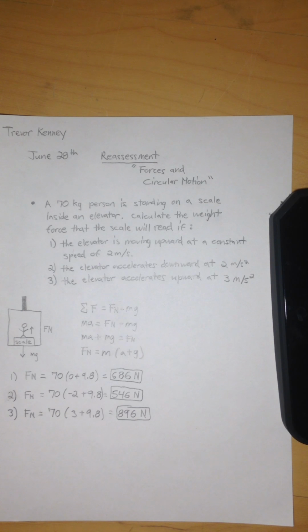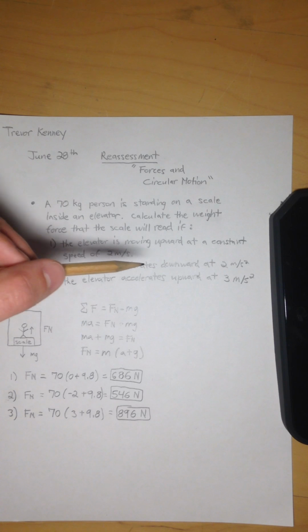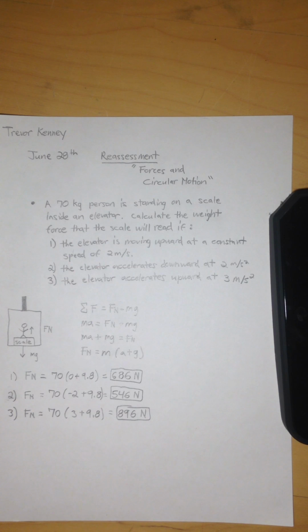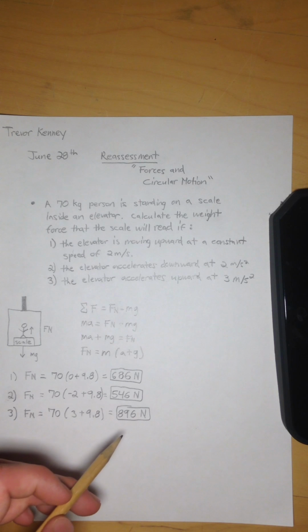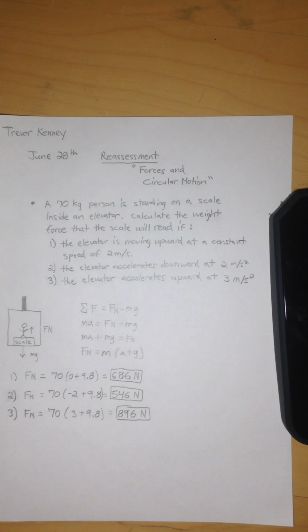And the third one, we have the elevator accelerating upward at 3 meters per second squared. So again, we plug in the formula for normal force equals 70, parentheses 3 plus acceleration 9.8, and that gives us 896 newtons. And this is my reassessment on forces in circular motion.